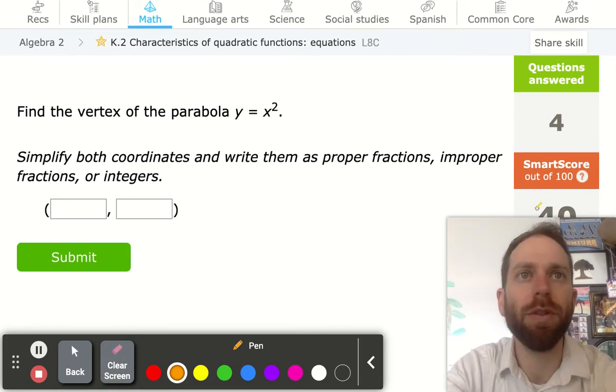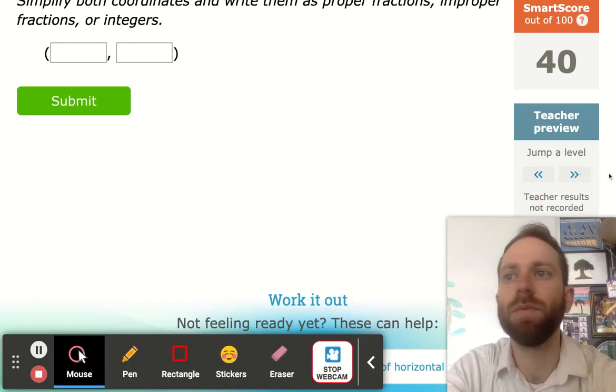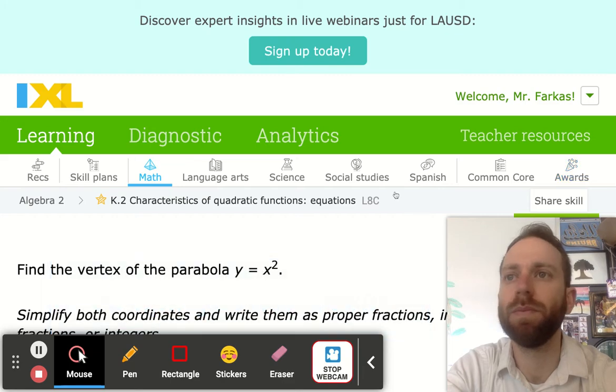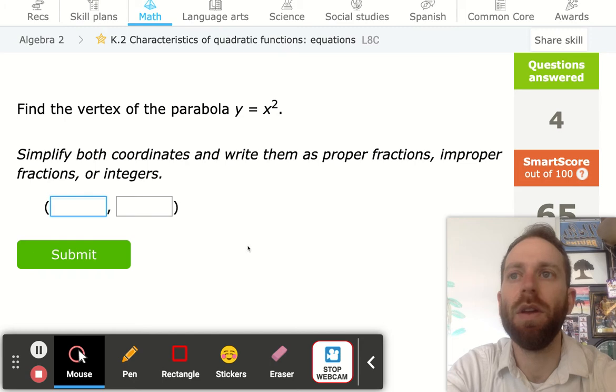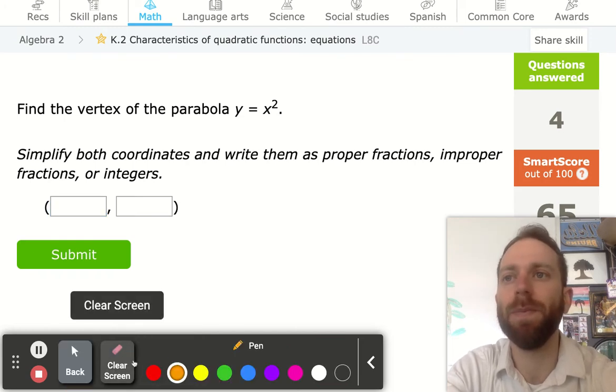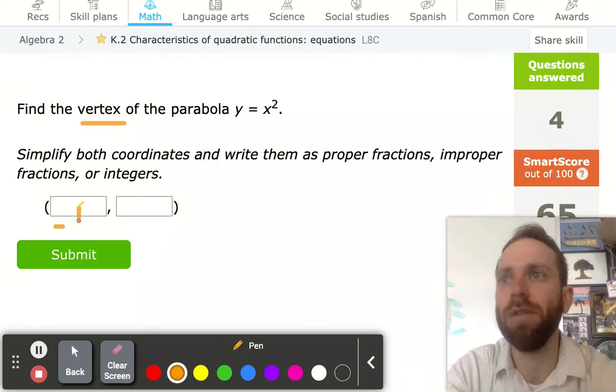All right, let's try some different ones. And now it wants the vertex of the parabola. Now the vertex, you would find the x value, but then you'd also find the y value. So you start it the same way. You start by finding the x value by doing -b divided by 2a. Once you get that, you're going to plug it into the equation and then see what your y value is.